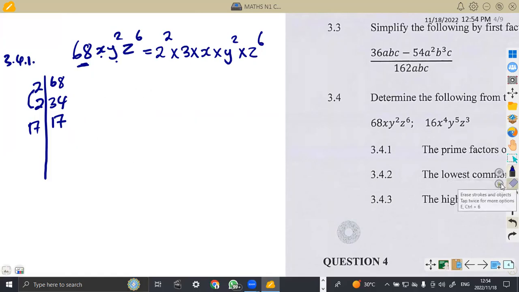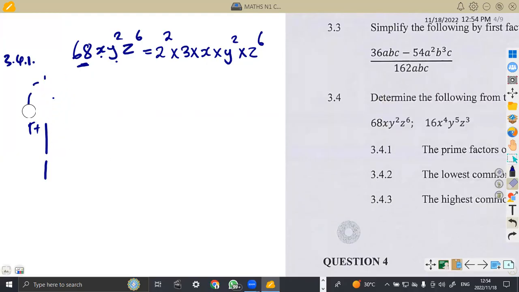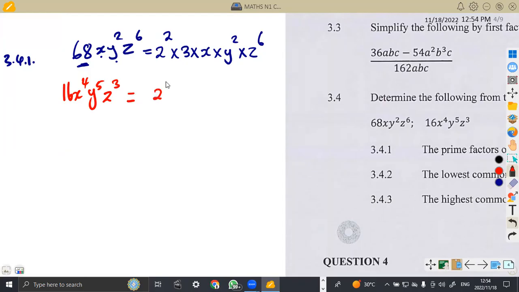But since we are supposed to use everything, we are supposed to do this for the other terms. So we're going to move on to the other one, which is 16x to the exponent of 4, y to the exponent of 5, z to the exponent of 3. Let's try 16. For 16, it is going to give us 2 times 2 times 2 times 2.